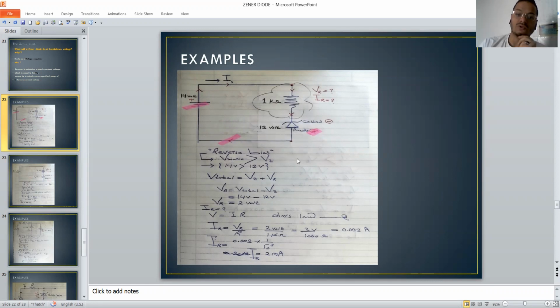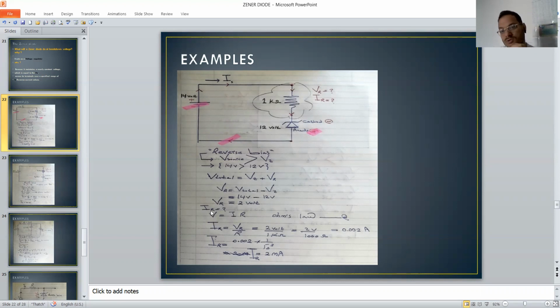Now to calculate the reverse voltage at this resistance, we will use V total equals V source plus the Zener voltage. All that is to calculate the voltage at the resistance. Like we're seeing here, we must calculate the voltage at this resistance and the current at this resistance. Let's keep going. Now the voltage at the resistance 1 kilo ohm equals 2 volt.